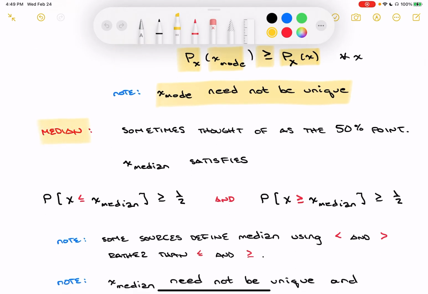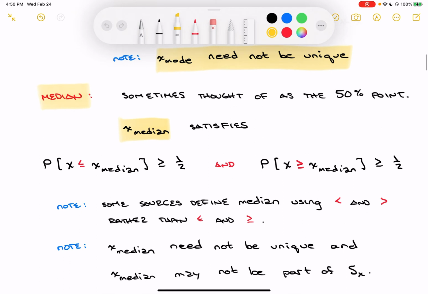Medians are also quite popular, but they are probably not as popular as the last one we'll talk about here in a minute. What is a median? A median can be thought of as maybe that 50% point within the distribution. More mathematically, we could say that the median value satisfies a pair of conditions. We would say that the probability that a random variable x is less than or equal to the median must be greater than or equal to a half, and simultaneously, the probability of x being greater than or equal to the median also has to be greater than or equal to half.